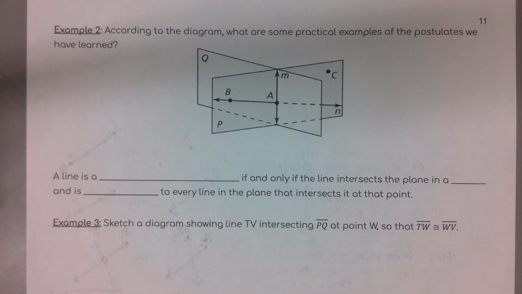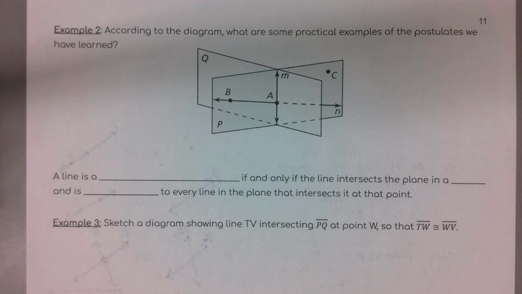Now, this may be one of my favorite diagrams in all of geometry. Why, Mr. Strager? It doesn't look that interesting. It just looks like a lot of planes, a lot of lines, and a lot of points. Well, I'll have you know that this diagram contains examples of every single one of our postulates. Yes, indeed. Don't believe me?